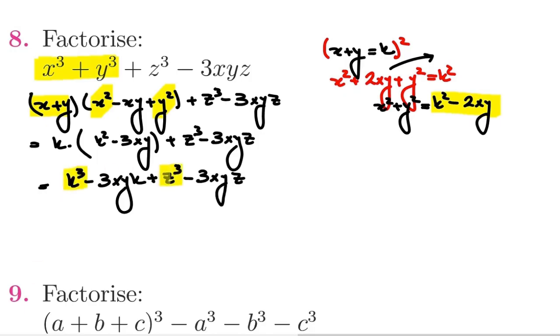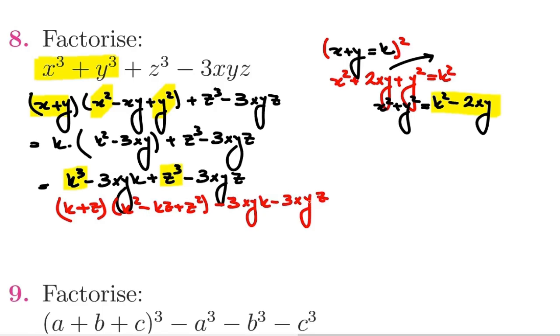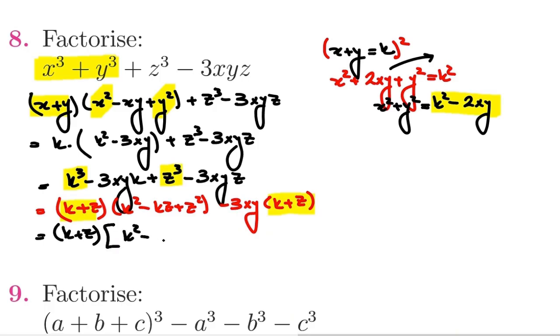Now let's take this and that here and factor them. So we factored k cubed plus z cubed as (k plus z) times (k squared minus kz plus z squared). Minus 3xyk and minus 3xyz remain. Let's factor that out: minus 3xy times (k plus z) is left. Now let's take the k plus z terms. What remains with k plus z? K squared minus kz plus z squared minus 3xy, the negative remains.